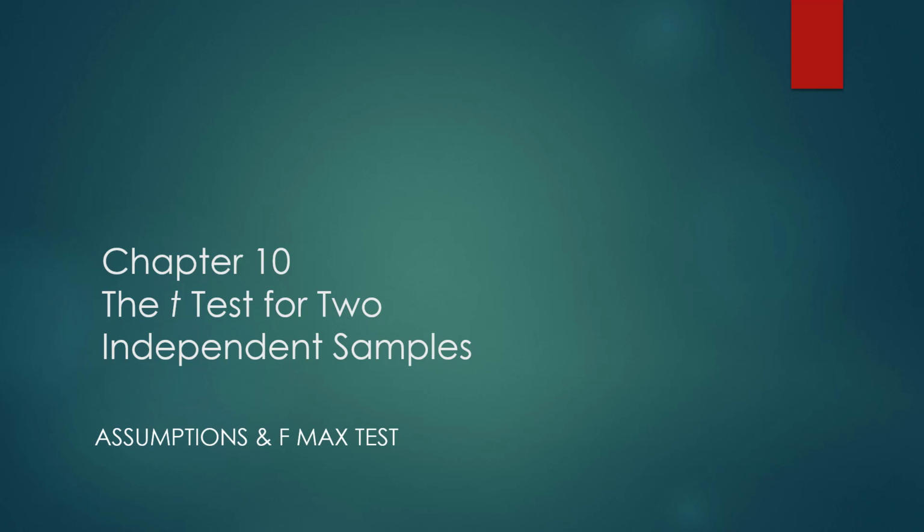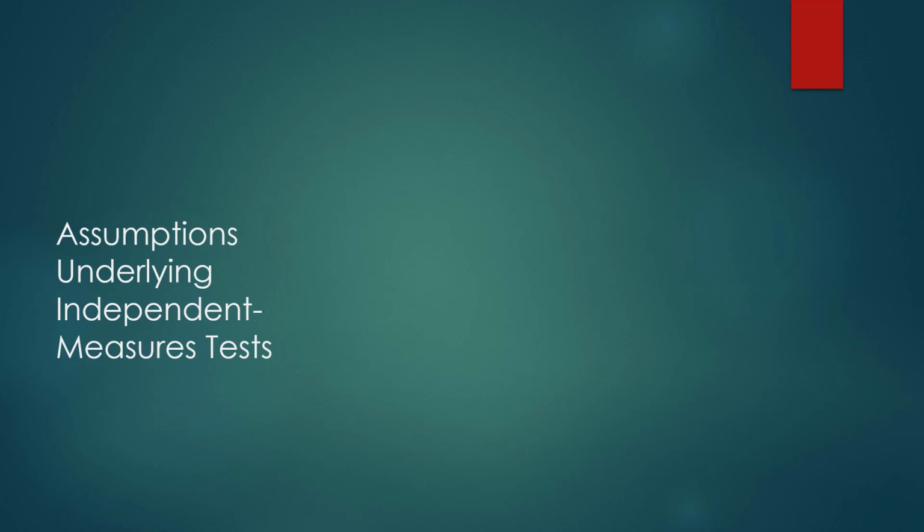In this video, for the t-test for two independent samples, we're going to talk about the assumptions we make when we're doing the test, and then go through the Fmax test calculations. So again, when we do a statistical analysis, we're always making some sort of assumption. And it might change a little bit depending on the type of statistical analysis.